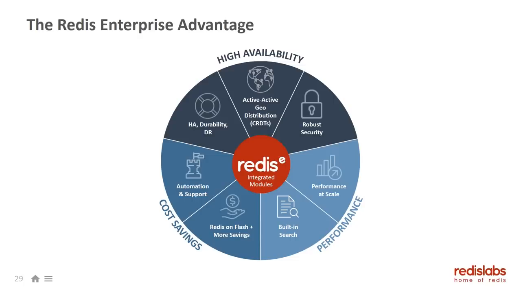And also you have high availability, durability, you have robust security. So if you have any compliance requirements, Redis Enterprise delivers very good security. And also Redis Enterprise has active-active capability. So you can have a multi-master setup across your distributed data centers. And the good thing is it is CRDT based. CRDT is a very new technique in the world of computer science. And Redis Enterprise is one of the first databases to implement a CRDT based active-active database.